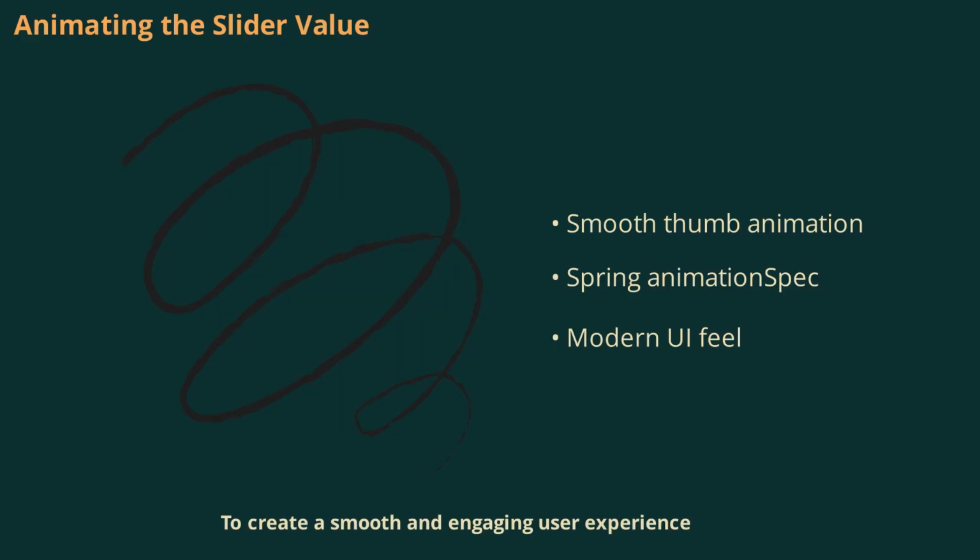Create a smooth and engaging user experience. You can animate the slider's value using animateFloatAsState. This animation makes the thumb glide smoothly to its new position when the value changes, rather than jumping abruptly.